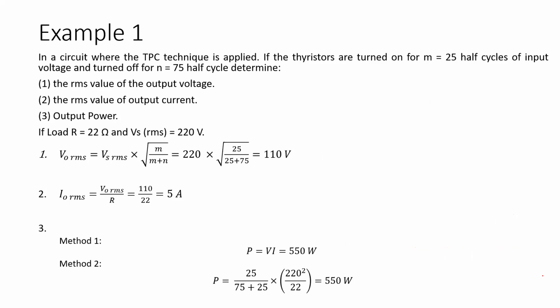In the example, there's a circuit where this technique is applied. The thyristors are turned on for M equals 25 half cycles of input voltage and turned off for N equals 75 half cycles. That means, if you consider this as a 50 Hertz signal, there are 100 half cycles, and the thyristors are keeping only a quarter of them on. So let's see how we can do this. The output RMS is calculated like this.